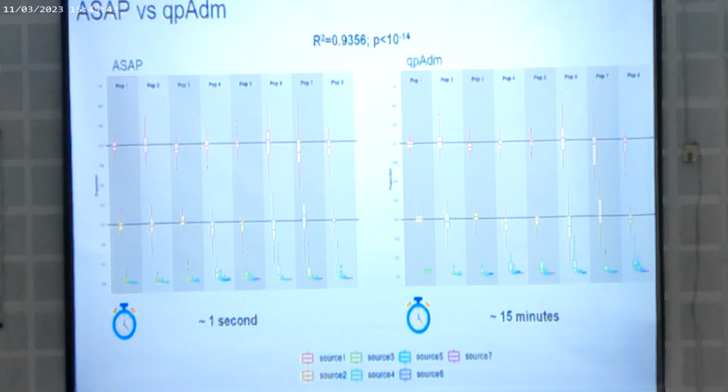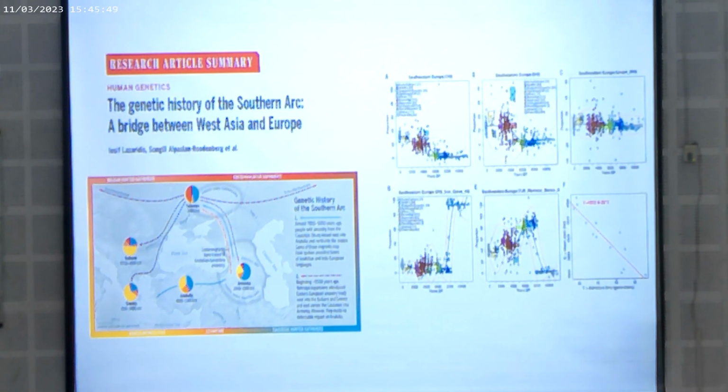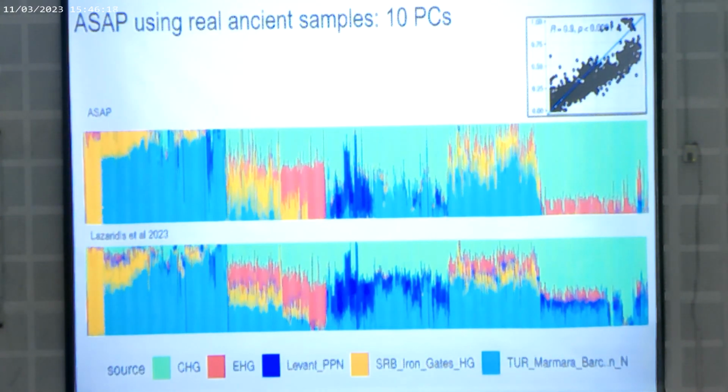And so, lastly, we wanted to use this approach on real data. You already saw this slide from yesterday, and so basically we are comparing our method with those employed in Lazaridis et al. 2023, which reconstructs many samples from Europe, from West Eurasia, using 5 different components. First, we used only 10 PCs, and you can see the plots are very, very similar.